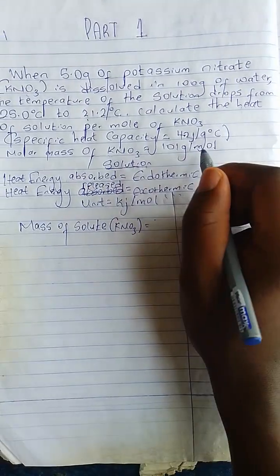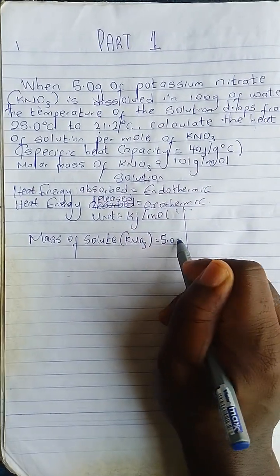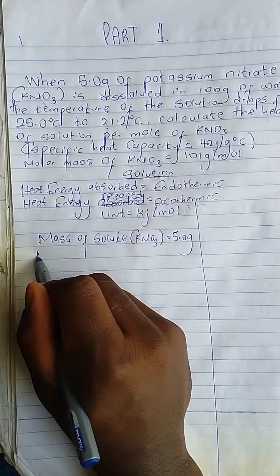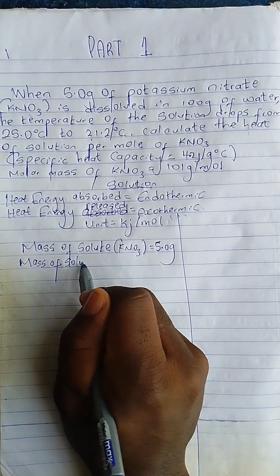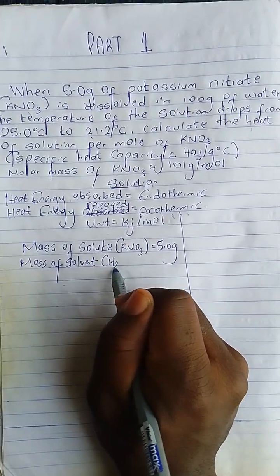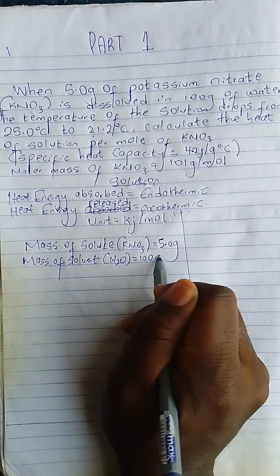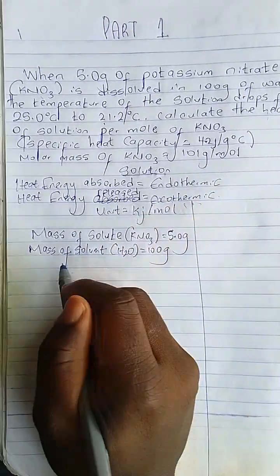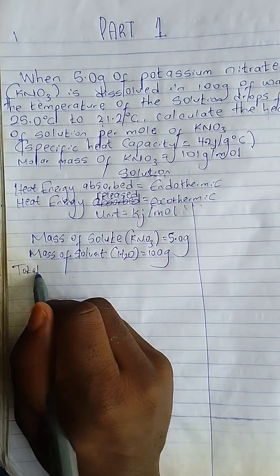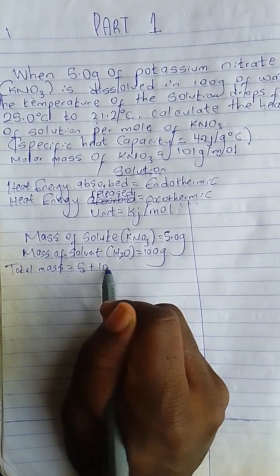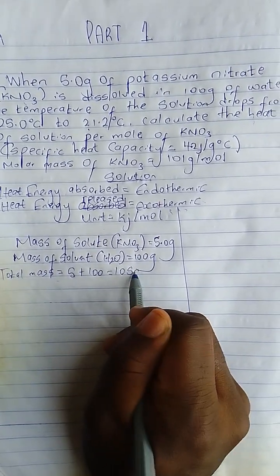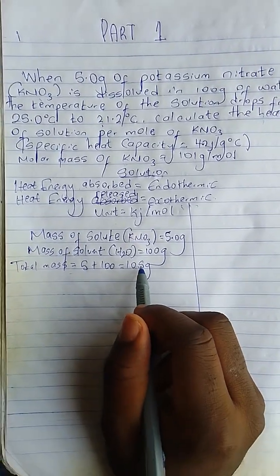Will be what? 5.0 grams. Alright, now the mass of what? We're given the mass of water, which is the solvent. Mass of solvent, which is water, H2O, is 100 grams. Now in solving this, we need to know the total mass. Total mass will now be what? Mass of solute plus mass of solvent, which is 5 plus 100. It was 105 grams. Now this is the mass we are going to be using.